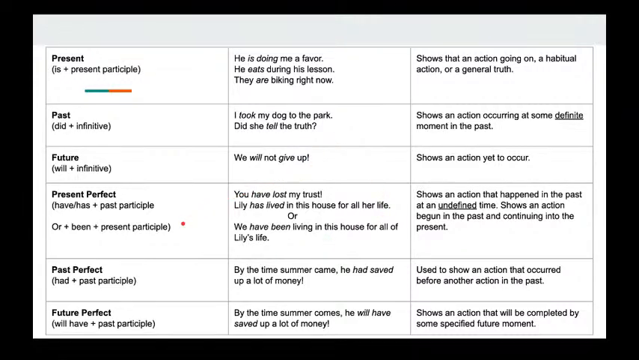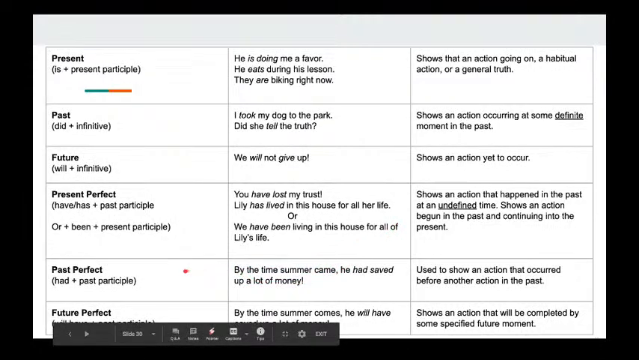The present perfect can be formed with have or has plus a past participle, or been with a present participle. So: you have lost my trust, or Lily has lived in this house. We have been living. The present perfect shows an action that happened in the past at an undefined time. It shows an action that began in the past and is continuing into the present. The past perfect can be formed by had and a past participle. By the time summer came, he had saved up a lot of money. The past perfect is used to show an action that occurred before another action in the past.